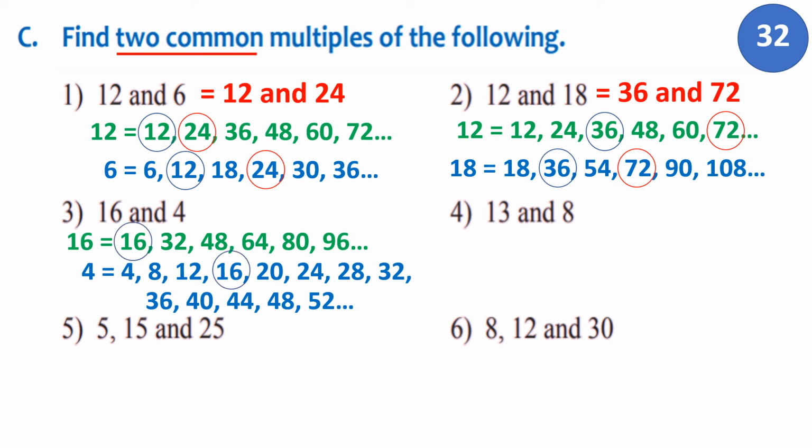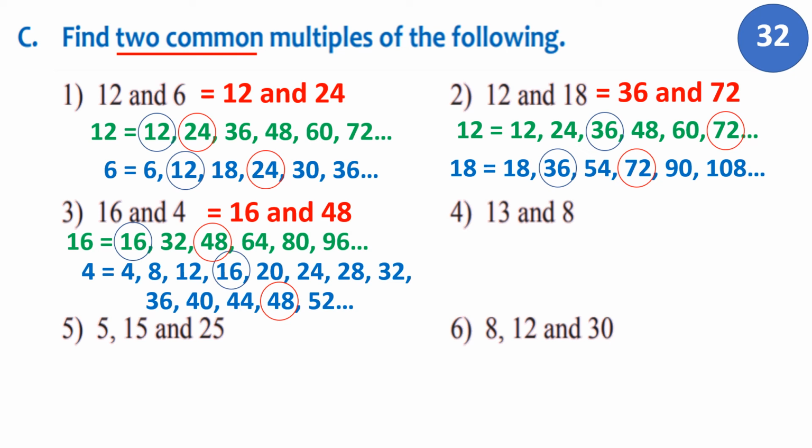These are 16 and 48. Correct, students? These are your answer. 16 and 48 are the two common multiples of 16 and 4. Correct, students?